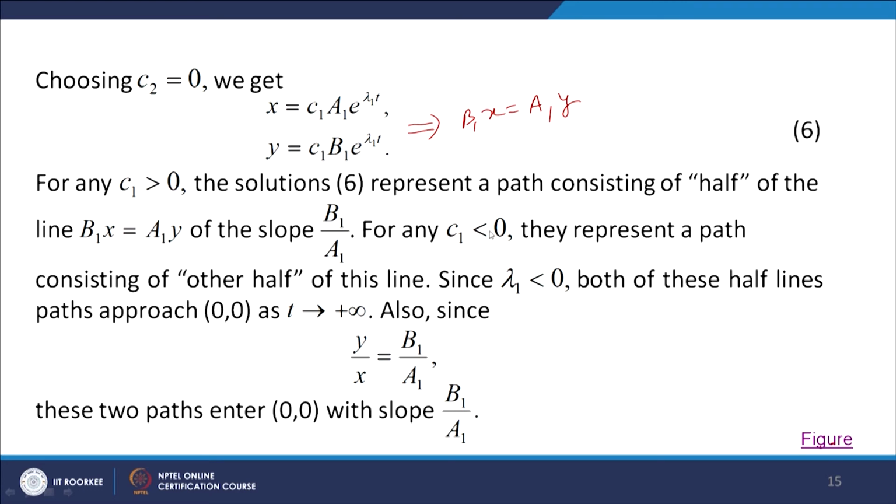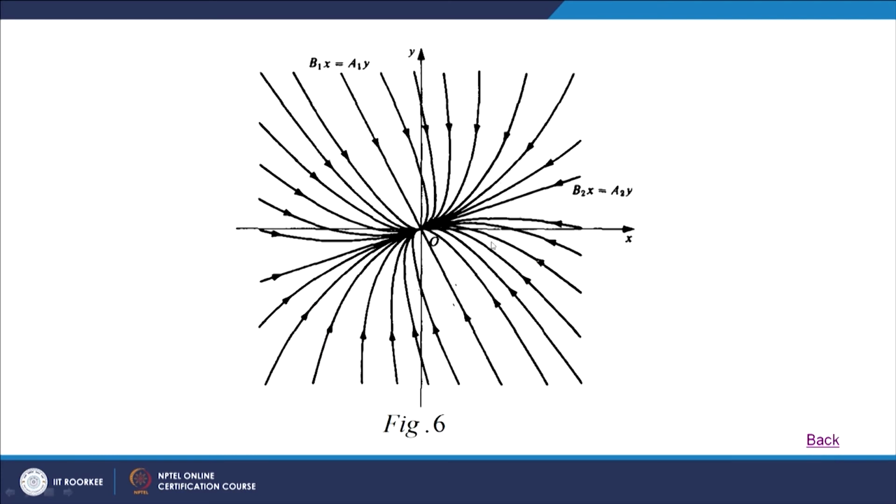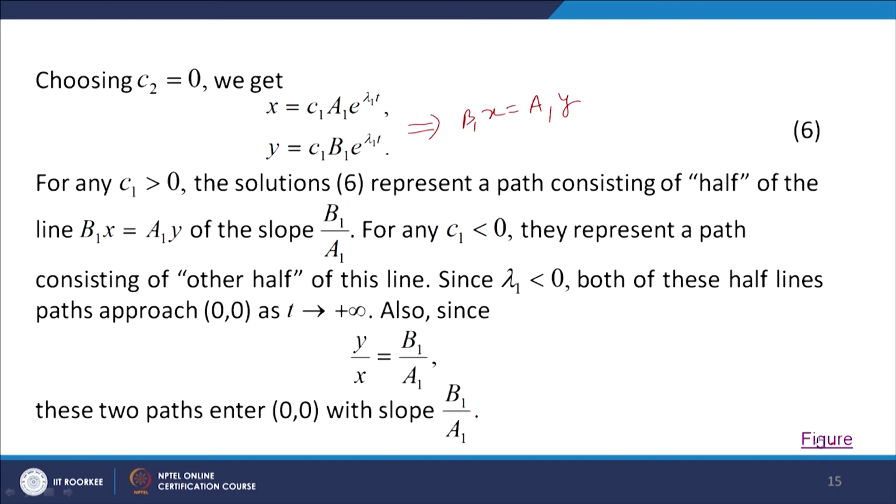And when you take C1 to be less than 0, we have chosen a1 to be negative, b1 to be positive. If I take C1 to be less than 0, then what will happen? x will be positive, y will be negative. So, we will get the other half line, this half line we will get. And so, when C1 is less than 0, these solutions represent the other half of this line. Since lambda 1 is negative, both of these half line paths approach 0 0 as t goes to infinity.